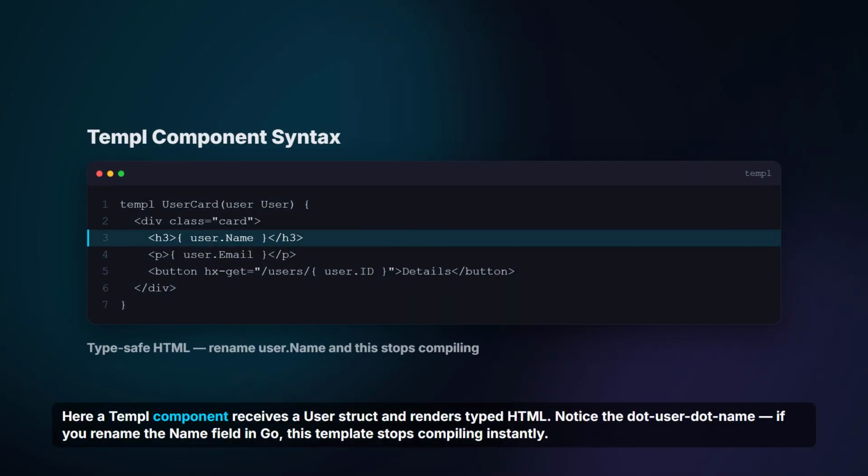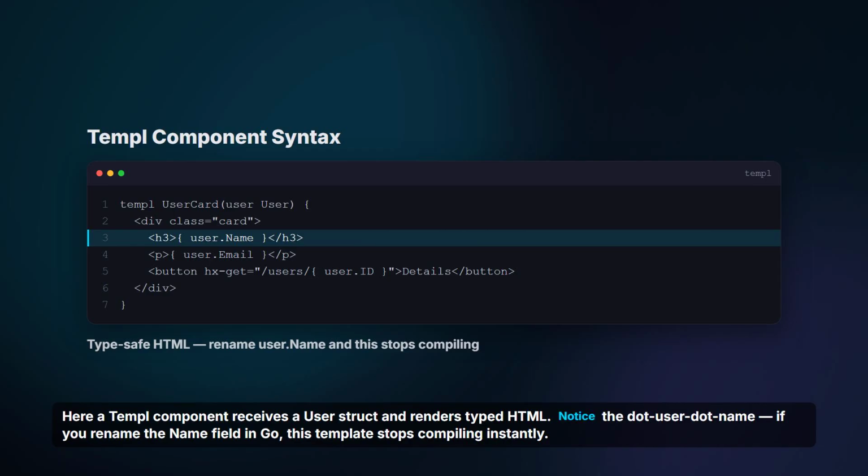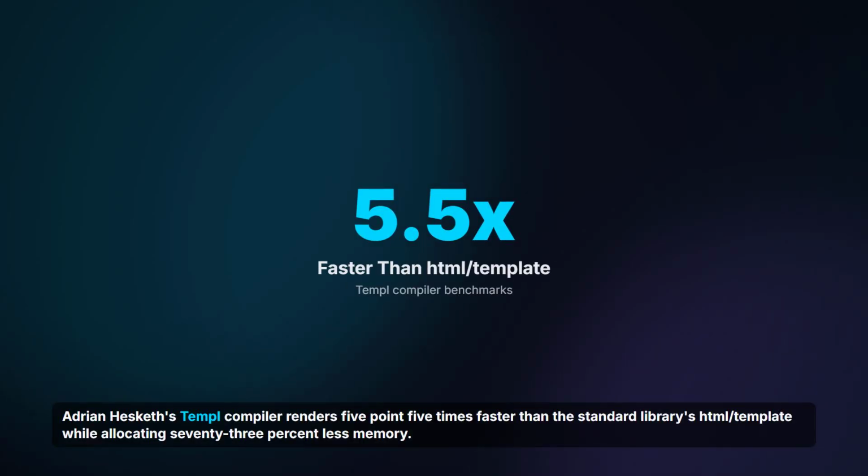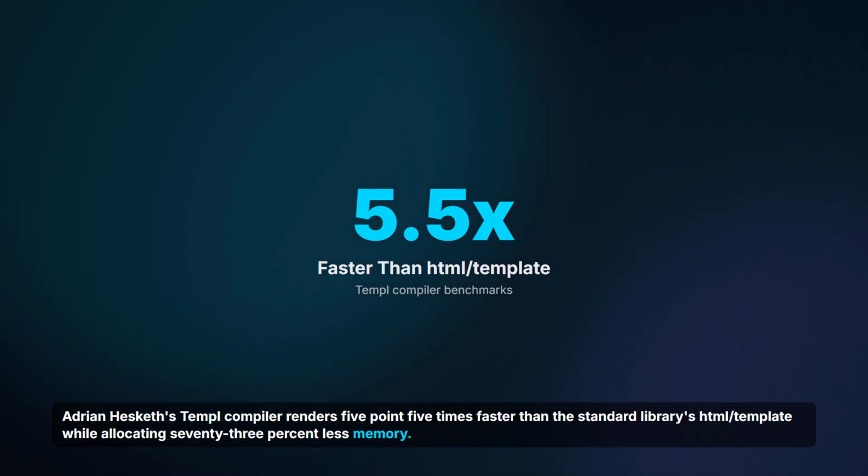Here, a Templ component receives a user struct and renders typed HTML. Notice the .user.name. If you rename the name field in Go, this template stops compiling instantly. Adrian Hesketh's Templ compiler renders 5.5 times faster than the standard library's HTML template while allocating 73% less memory.